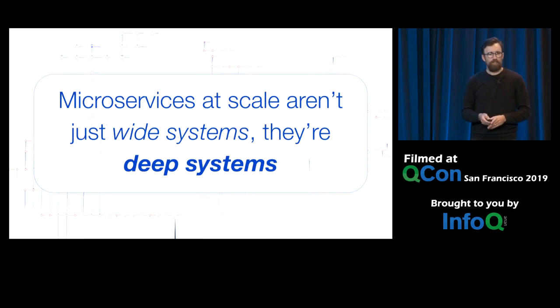This is more like 1,000 services, and I really couldn't fit it on the screen. This thing goes way out to the next building. It's just crazy. And the answer is that microservices at scale are deep systems. I feel really confident about this, having worked with a lot of folks and thought about this for a long time. I'm absolutely positive about this.